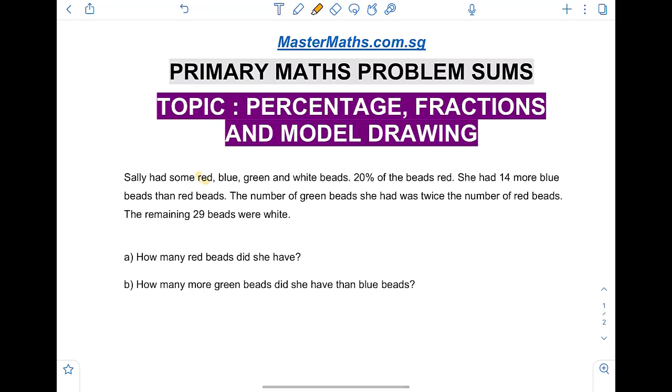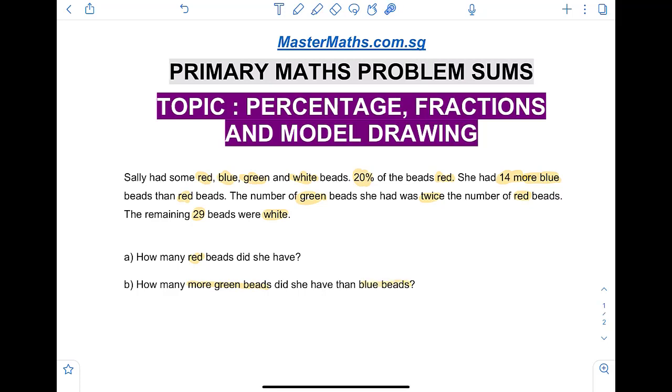Sally had some red, blue, green and white beads. 20% of the beads are red. She had 14 more blue than red beads. The number of green beads she had was twice the number of red beads. The remaining 29 beads were white in color. Part A, how many red beads did she have? Part B, how many more green beads did she have than blue beads?